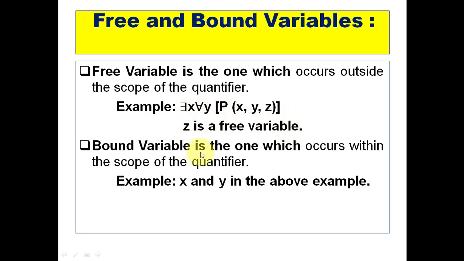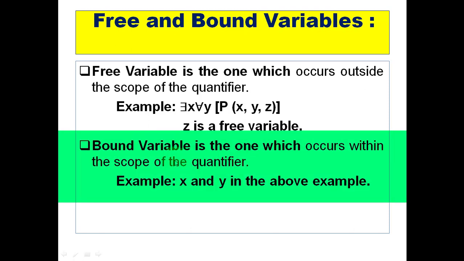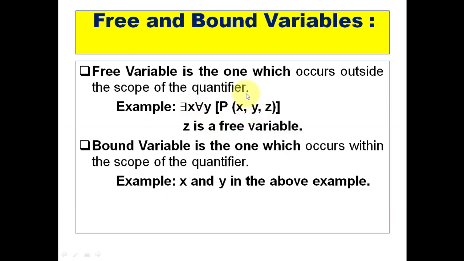Clear? Then a bound variable is the one which occurs within the scope of the quantifier. Like this example, for all Y, there exists X, P of X, Y. So in this predicate, X and Y are what? Bound variables, and they are bound by these quantifiers.